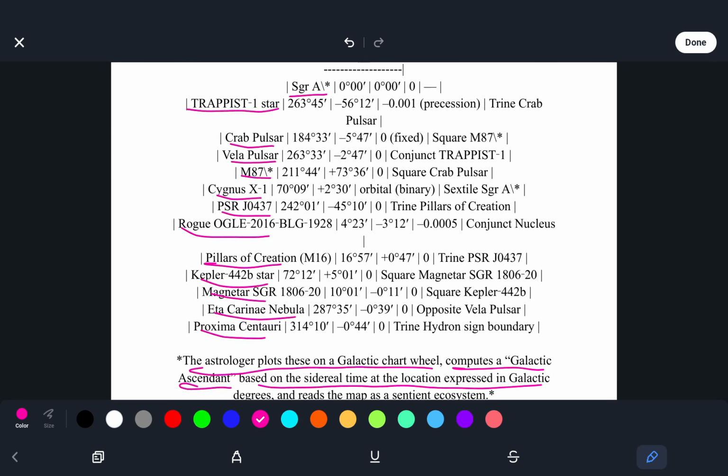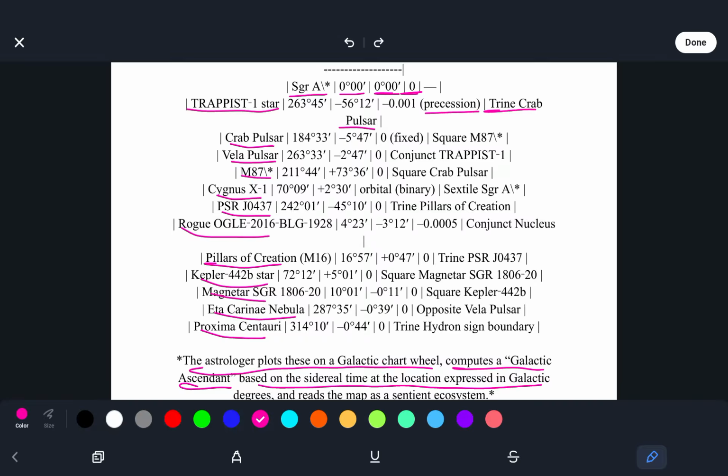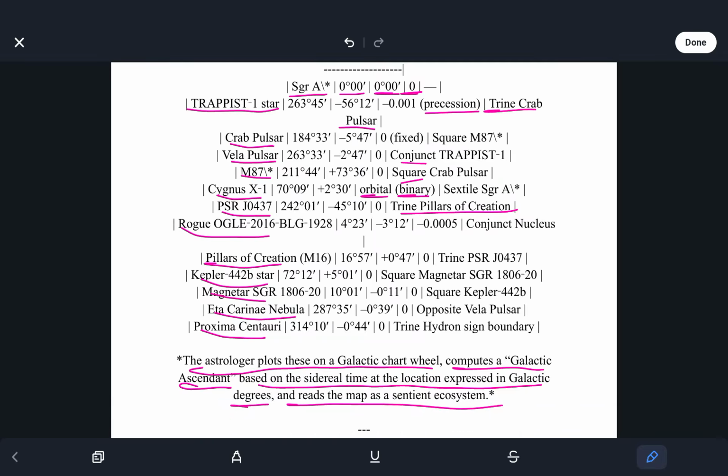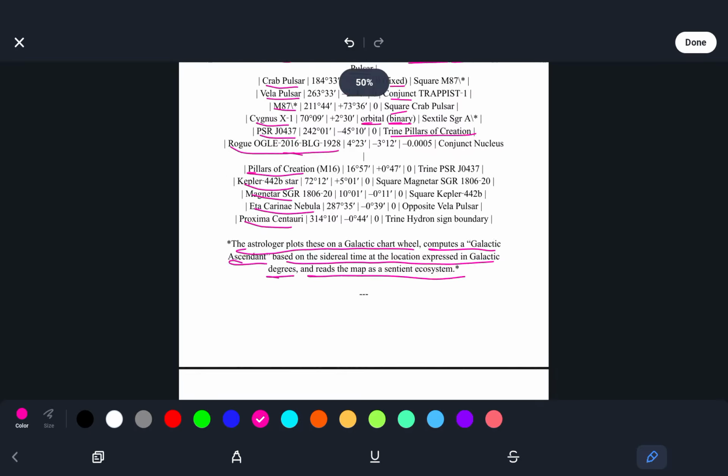Like the aspects, we need to know if there's precession going on, the exact degrees. Is the orbital binary, squares, conjunctions, fixed. Yeah, there's quite a bit here.